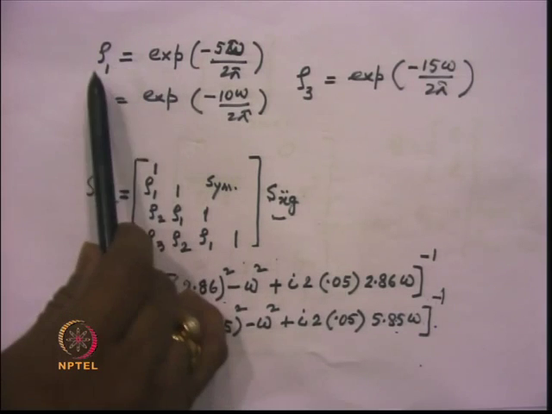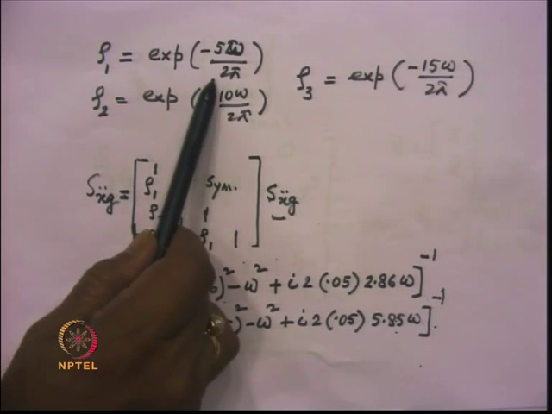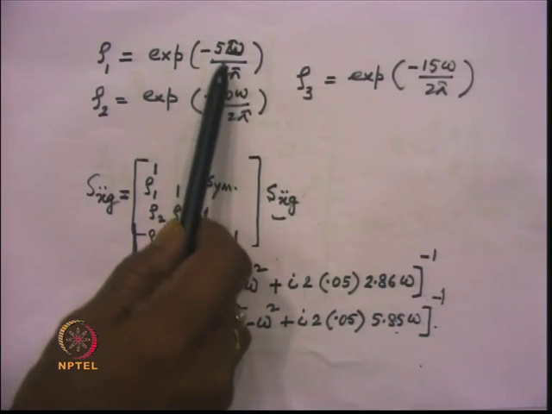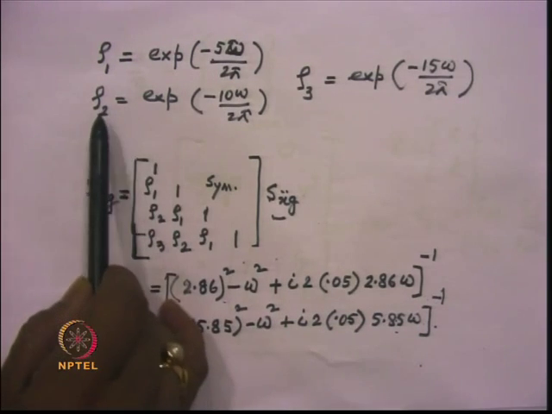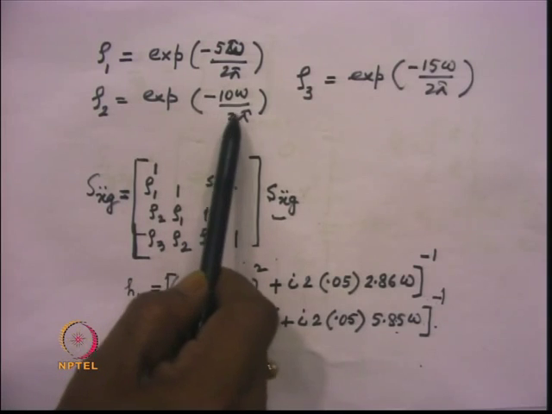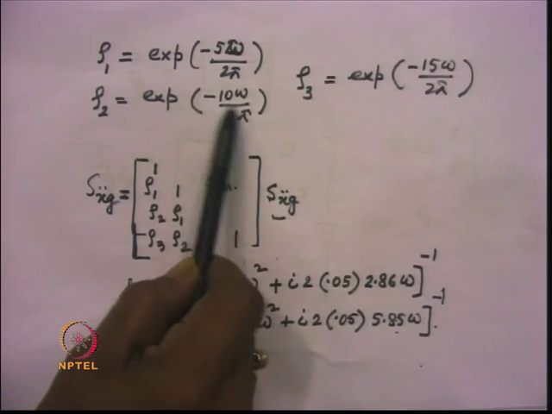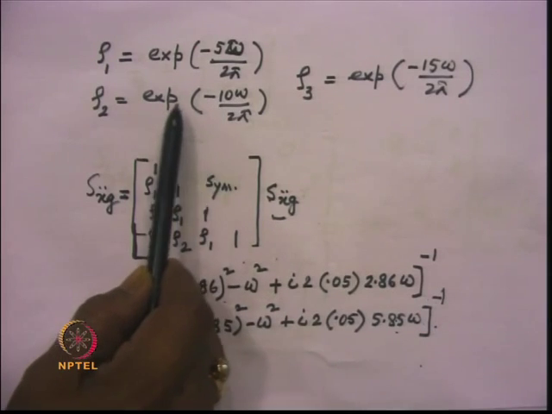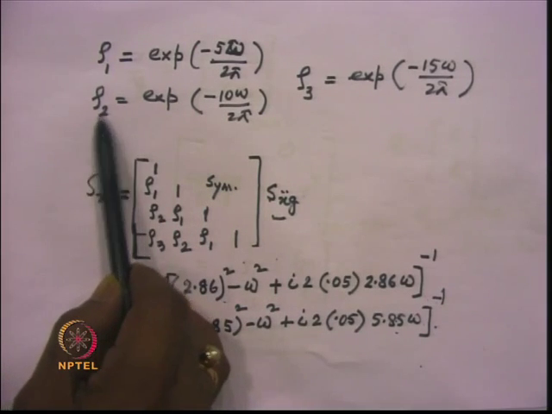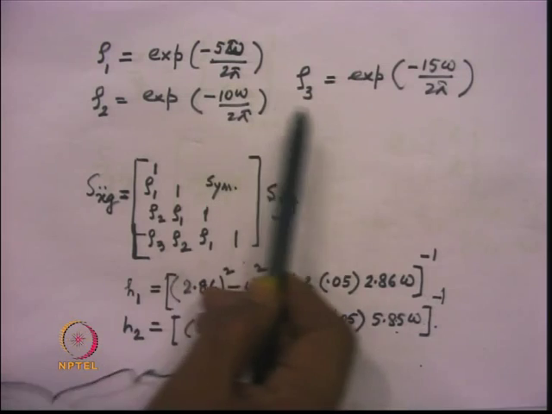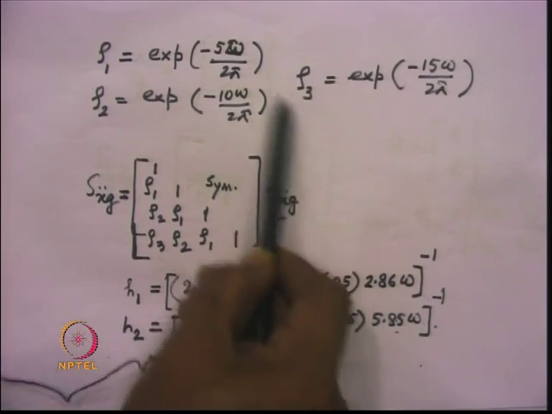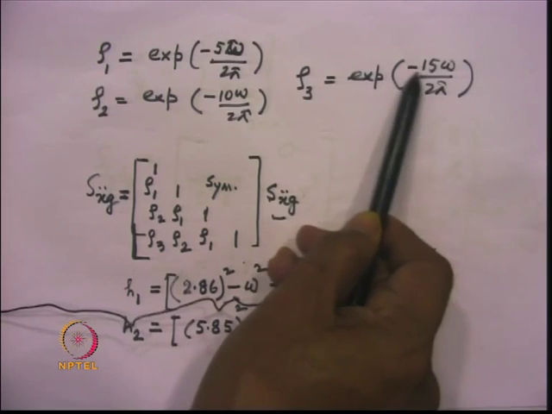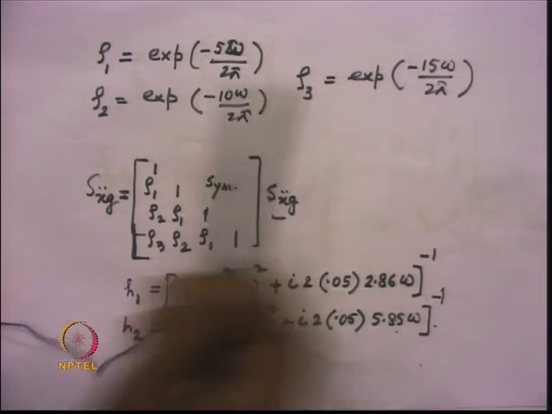So, between the first and the second support, it will be minus 5 omega divided by 2 pi, because the time lag is 5 seconds. Between the first and the third, it will be minus 10 omega divided by 2 pi, because the time lag is 10 seconds. And between the first and the fourth support, it will be minus 15 omega by 2 pi.